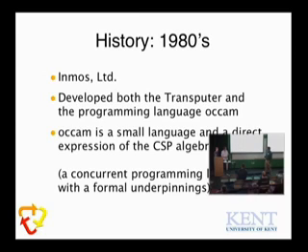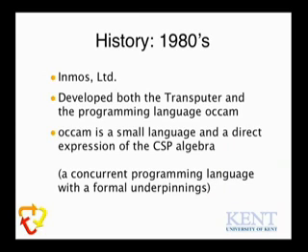Occam is a small language, and it is by and large a direct expression of the CSP algebra. So what you have here is a concurrent programming language that is grounded in a formal system that we can actually reason about when talking about concurrency.